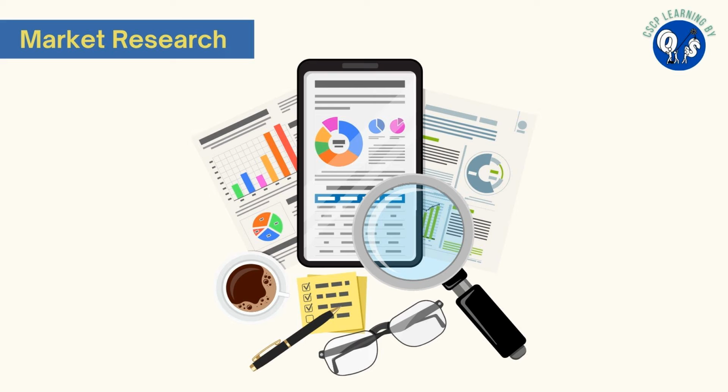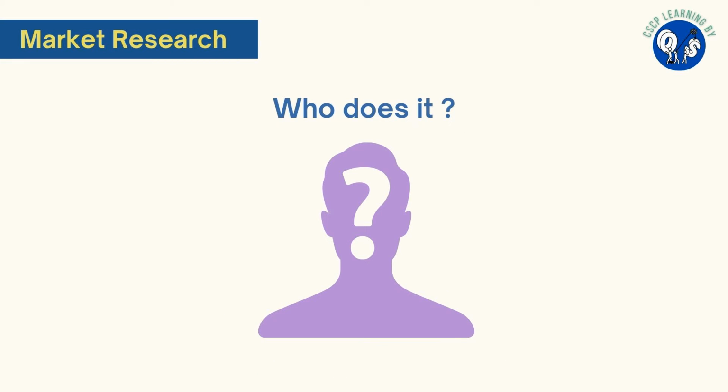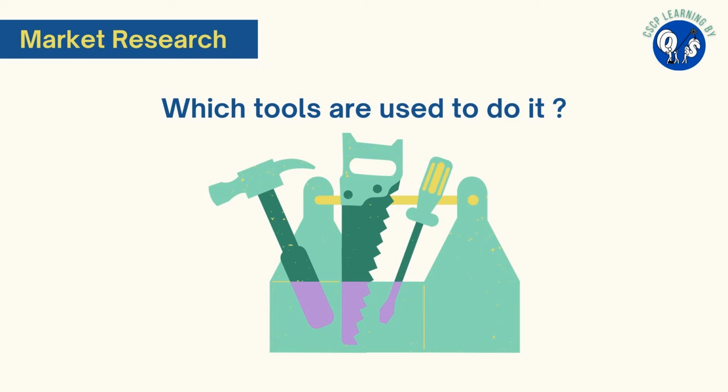Now, getting back to the main topic of market research, there are some areas which you should be knowing in order to have in-depth knowledge of this topic. First question which should pop up in your mind is, who does it? Market research can be done by various parties. It might be carried out by independent agencies, businesses themselves, specialized market research firms, or even a company's own marketing team.